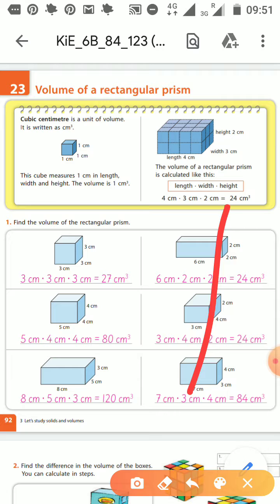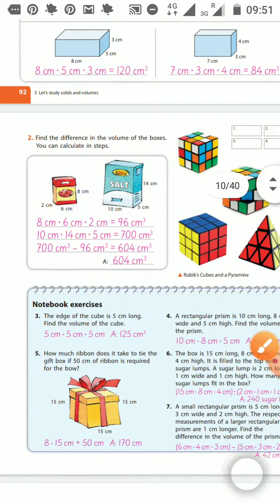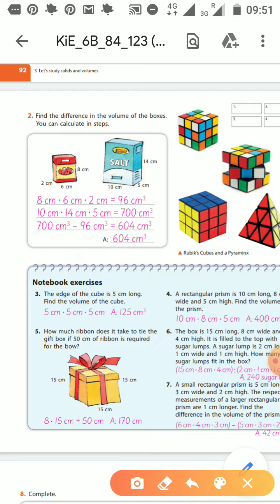Okay, I'm just going to scroll up a sec, I'll close that off, and move down. Question 2, you work out here the difference between this box and this box. So work out the area first of the red and yellow box, and then work out the area of the blue box, and take the smaller one away from the bigger one.